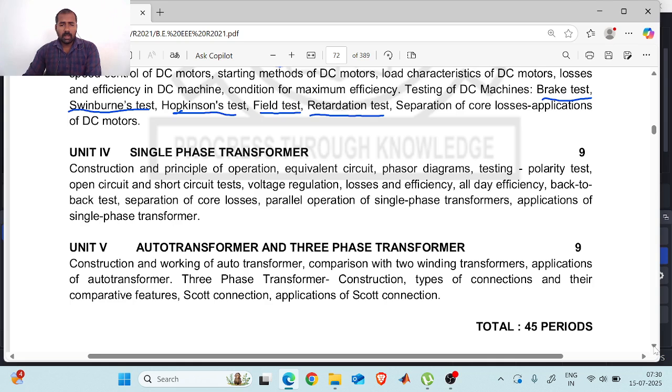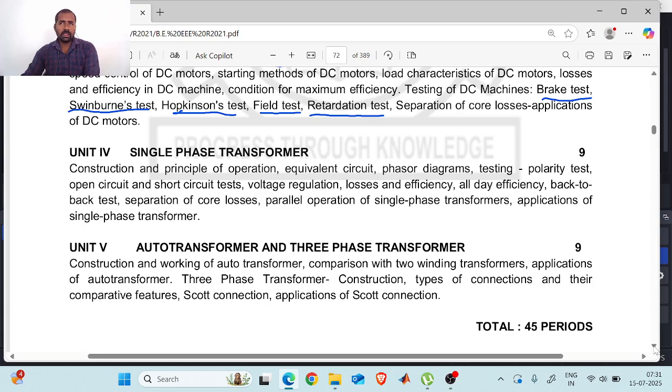So here also you will study about the construction and principle of operation and the equivalent circuit of single phase transformer, and phasor diagram of single phase transformer, and the testing and polarity test and open circuit and short circuit test, that everything we will study. And the voltage regulation, the losses and efficiency, and the all-day efficiency and back to back test.